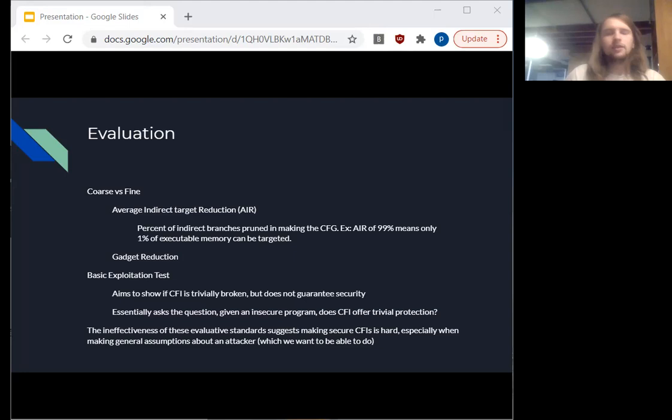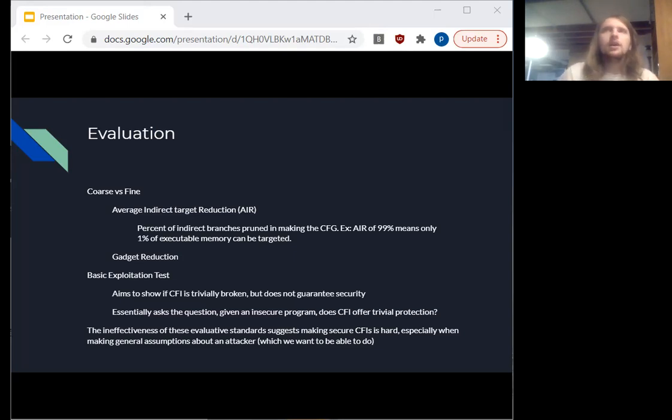And then there was an alternate that was proposed, which doesn't really distinguish between coarse versus fine, and it isn't really meaningful for that, but it is useful. It's kind of a basic test, but a useful one. That's the basic exploit test, or BET, is how I'll refer to it. It essentially aims to show whether a CFI is trivially broken. It doesn't guarantee security, but it does help to say, do we get anything from a CFI? And the next example I'll give will illustrate that, where given a broken program, does the CFI really help at all?